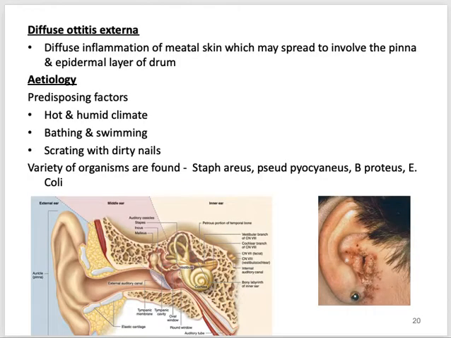Then there is diffuse otitis externa. As the name shows, diffuse means there will be diffuse inflammation of the skin. It can involve the pinna. It can involve the epidermal layer of the tympanic membrane.